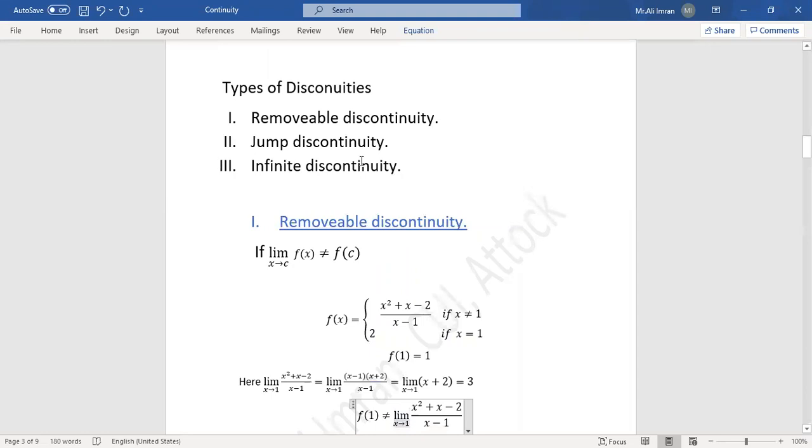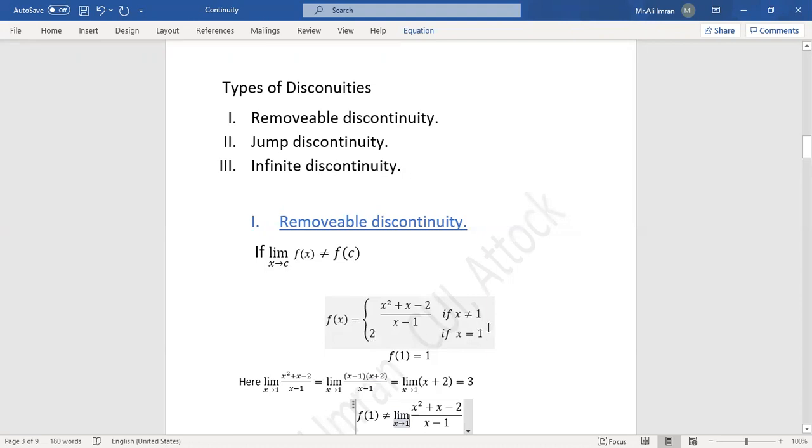In a removable discontinuity, the limit of a function at point c and the value of the function at c are not equal. That is, the third property is not satisfied. When the third property is not satisfied, that discontinuity is termed a removable discontinuity. I will clear it with the help of an example. Consider a function f(x) equal to (x² + x - 2) divided by (x - 1) if x is not equal to 1, and the function is equal to 2 if x is equal to 1.